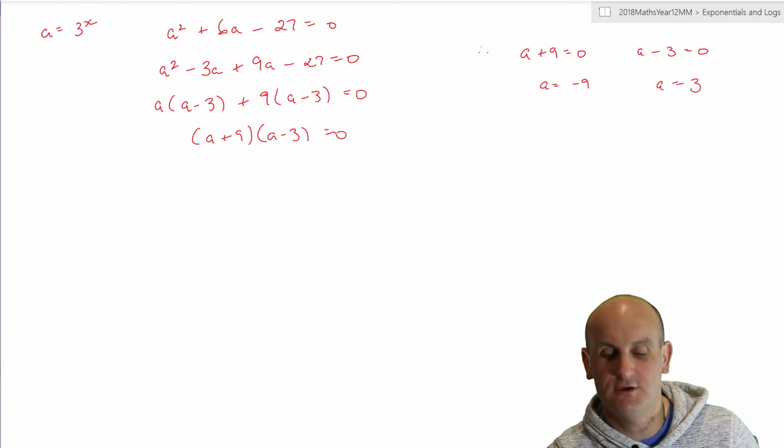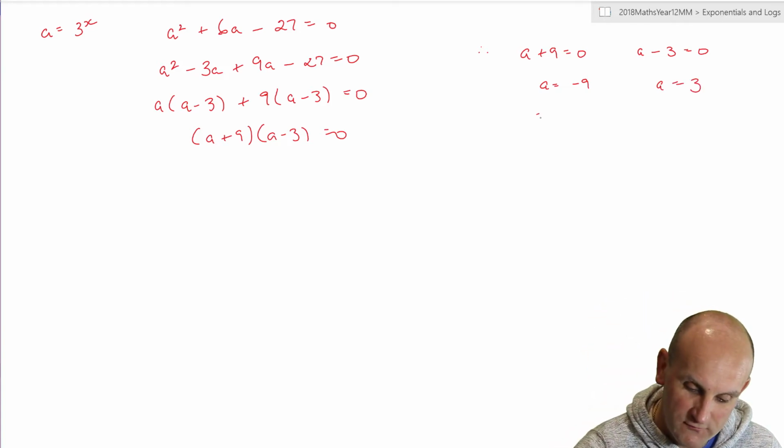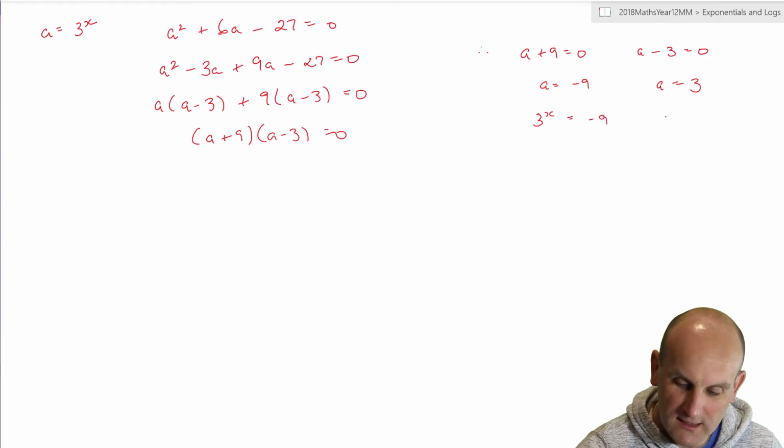Well, that's not the end of my question, so I put my a back in, which remember we decided was 3 to the power of x. So 3 to the power of x is equal to minus 9. And 3 to the power of x is equal to 3. Well, this one's nice and easy. x is equal to 1.